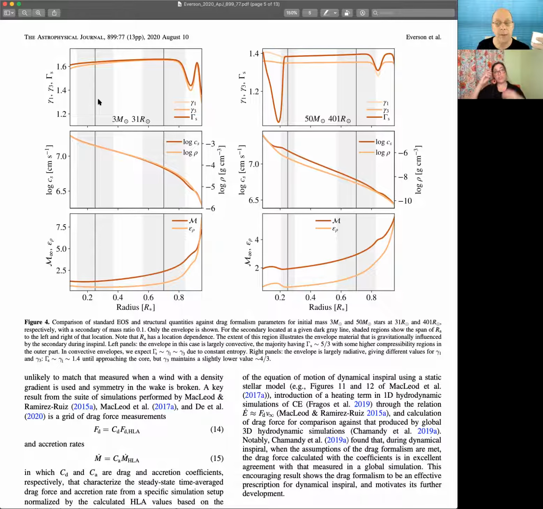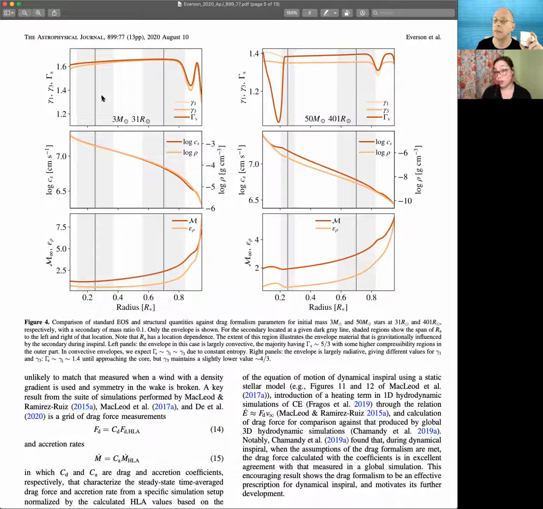So each simulation gave us these coefficients. There are drag coefficients and there are accretion coefficients. They're basically just multiplicative factors that you multiply the Hoyle-Littleton version of what you would expect for accretion, or what you would expect for drag, based on the local structure. You multiply them by these coefficients to get the results we got in the 3D simulations, in the wind tunnel simulations.